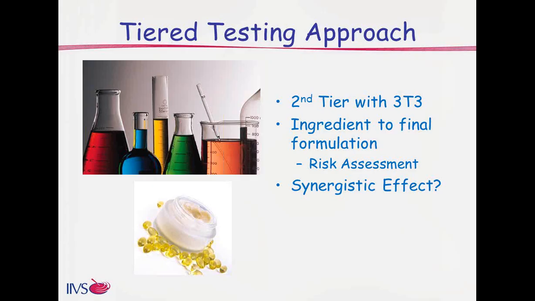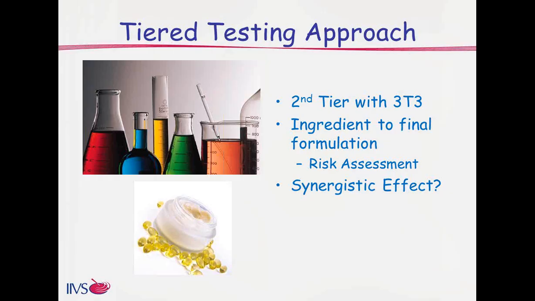So now we've seen the three-dimensional assay and how it could be used as an alternate. Let's think about how we can use these as a tiered testing approach. Ideally, the 3T3 assay could serve as the first tier, with a three-dimensional assay as the second tier. From the 3T3 to the 3D assay, the results could give you insight from a hazard assessment to a risk assessment. This approach could be used to model end-user experience when using final formulations, for example.